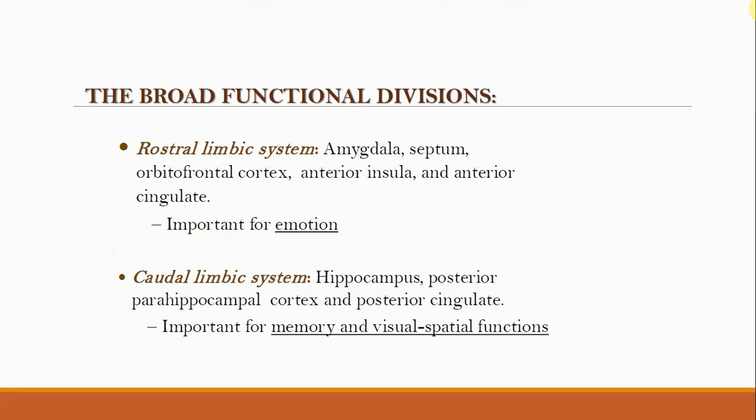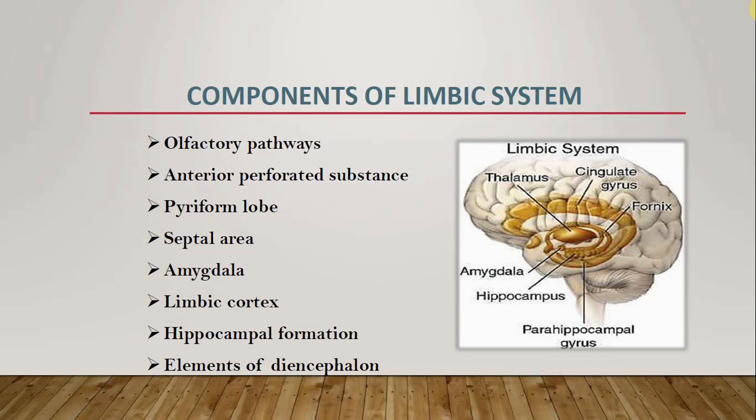Now, coming to the broad functional divisions of the system. It is divided into two parts: rostral limbic system and caudal limbic system. The rostral limbic system is important for emotional aspects, and the caudal limbic system is involved in memory and visual spatial functions. The rostral limbic system consists of amygdala, septum, orbitofrontal cortex, anterior insula, and anterior cingulate, whereas the caudal limbic system is composed of hippocampus, posterior parahippocampal cortex, and posterior cingulate.